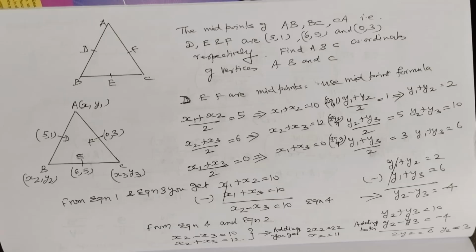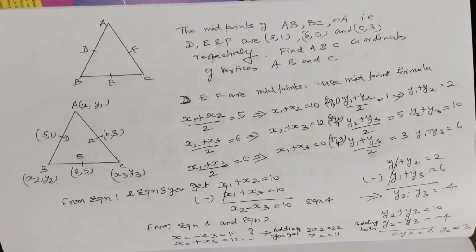Then going to line segment CA, (x1 + x3)/2 is equal to 0, and (y1 + y3)/2 is equal to 3. That is y1 + y3 is equal to 6. From equation 1 and 3, we get it solved to x2 - x3 is equal to 10 and y2 - y3 is equal to -4. Both are equation 4. Now equation 4 and equation 2 taken together and adding them, you get x2 is 11 and y2 is equal to 3.